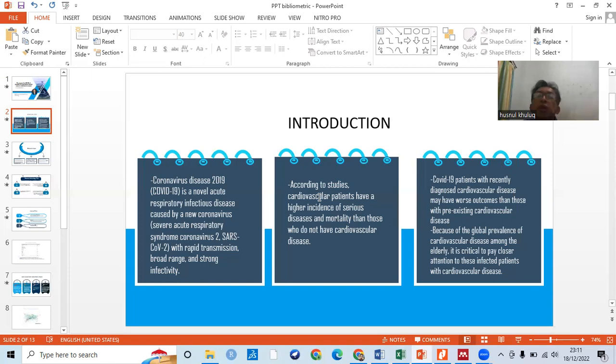Because of the global prevalence of cardiovascular diseases among the elderly, it is critical to pay closer attention to this infected patient with cardiovascular diseases.